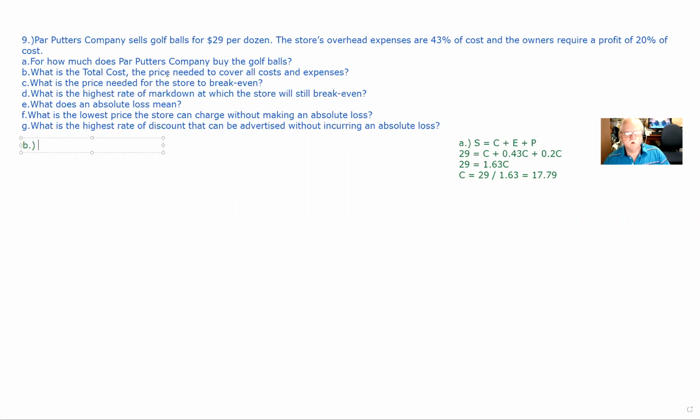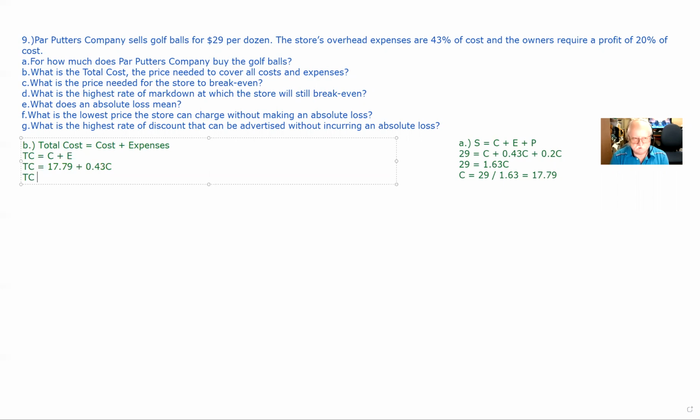So what is the total cost? So total cost is defined as cost plus expenses, or total cost equals C plus E. And in our case, we know the cost because we just figured it out, 17.79, plus the expenses, which we knew was 0.43 times the cost.